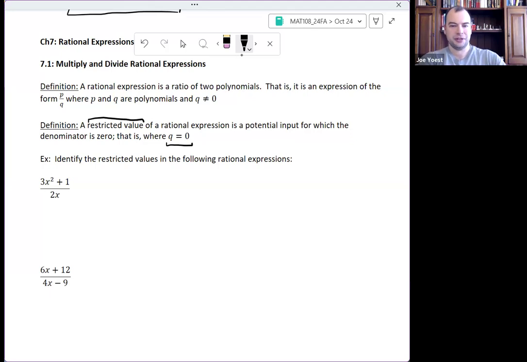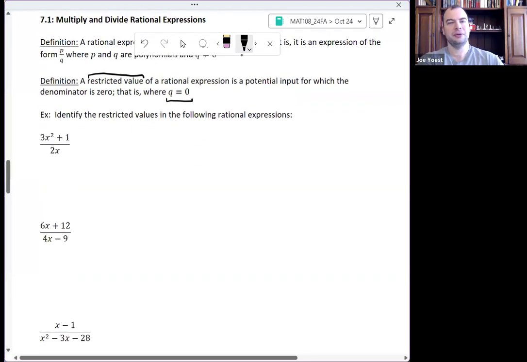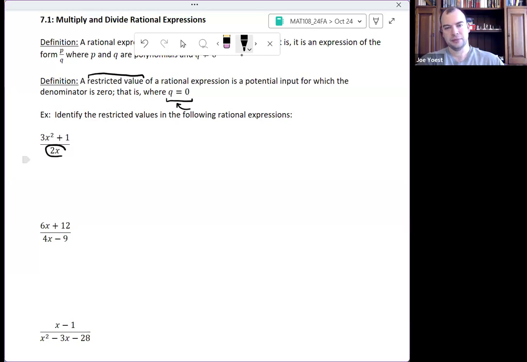So let's identify the restricted values in these following three rational expressions. Again, for restricted values, we're only looking at the denominator. Right? We only have a potential problem with the domain when the denominator is 0. So restricted values for this rational expression will be when 2x equals 0 or when x equals 0.